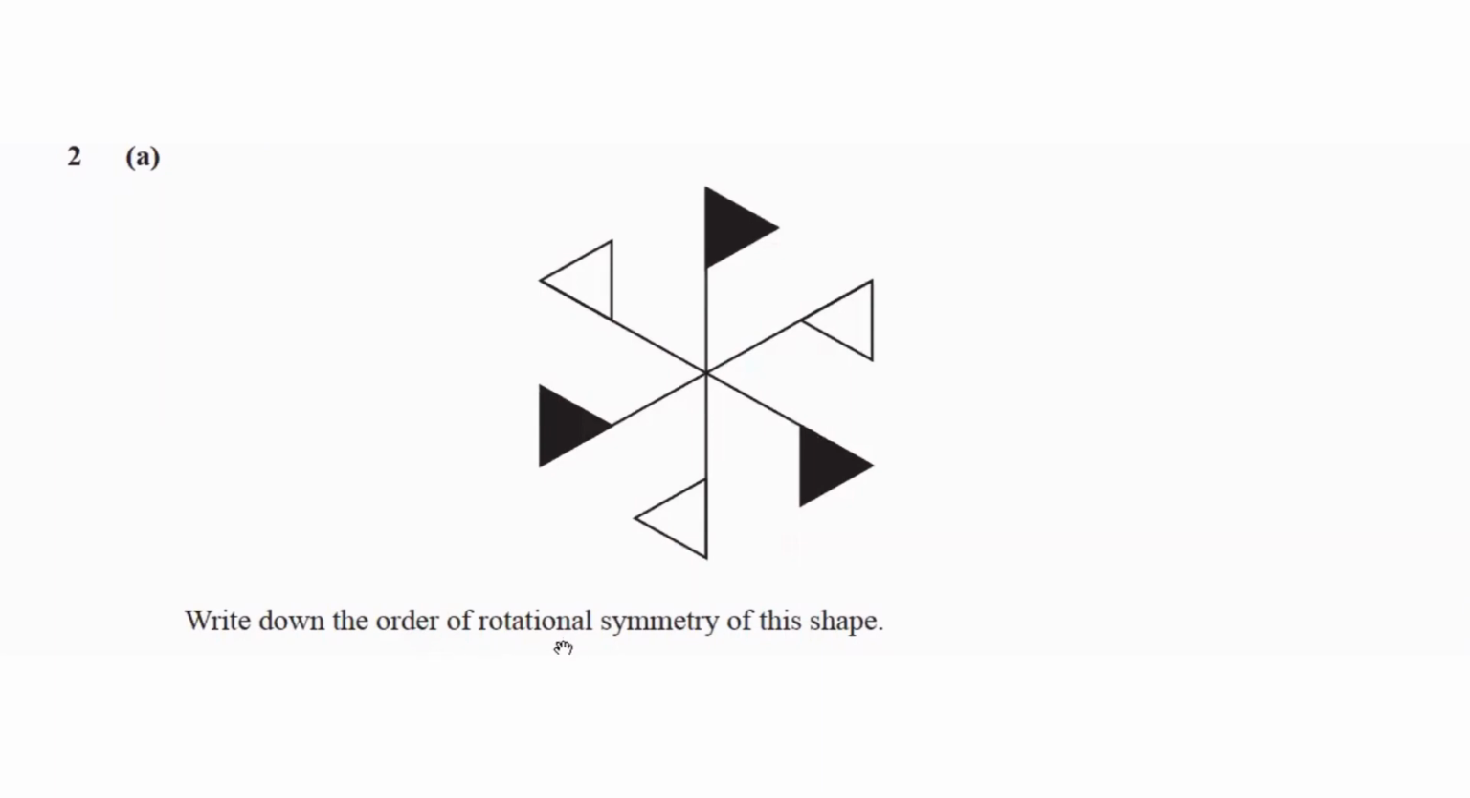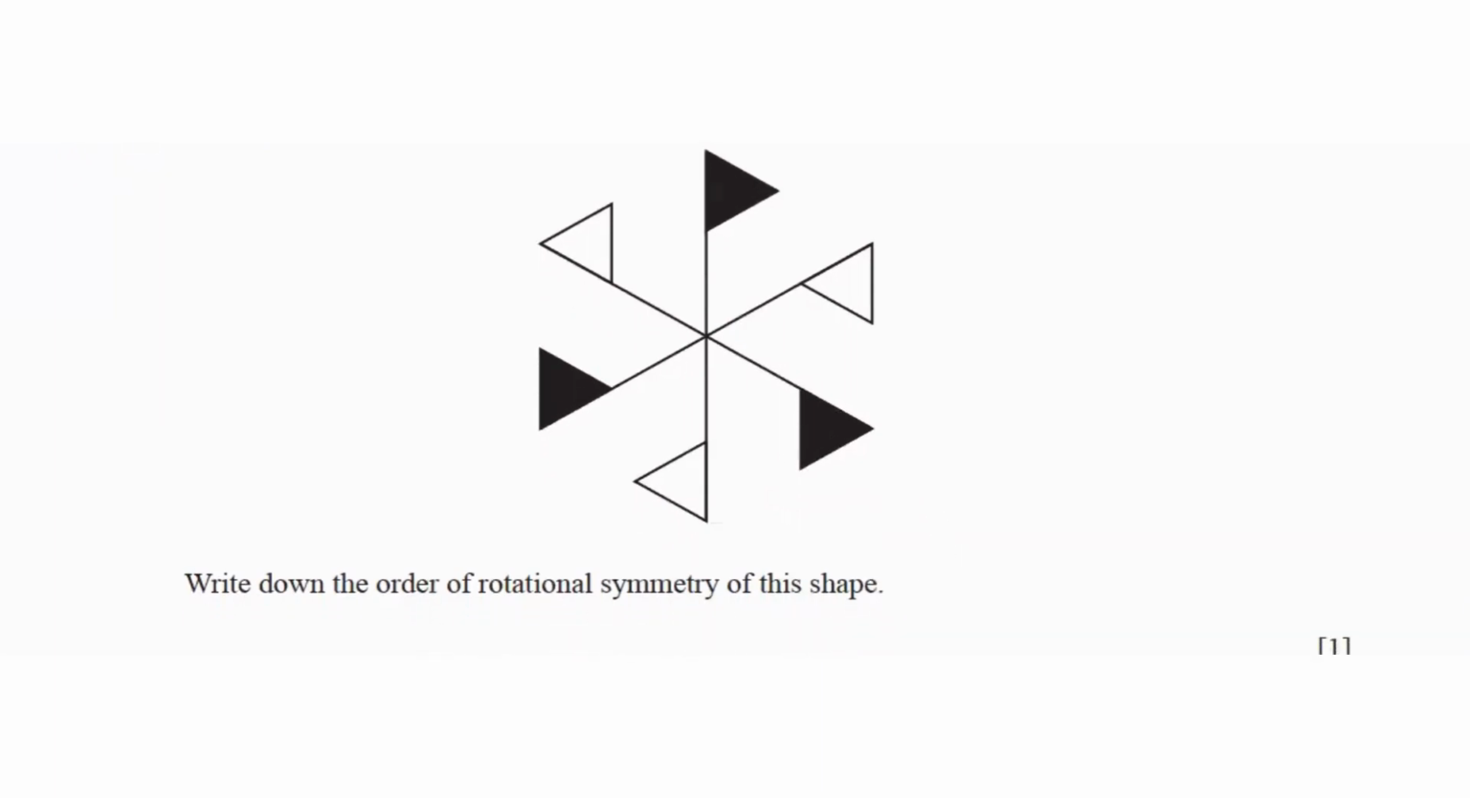Question 2 says, write down the order of rotational symmetry of this shape. So if you look at this shape, we have 3 black flags in this and 3 white flags. So if we rotate it, the number of times this shape will maintain the original shape is 3 times. Because if we rotate it once, we get this flag over here on the second rotation. And if we rotate it again, on the 4th rotation, we will get this flag. And then back on the 6th rotation, we'll have this. So 3 rotations. So 3 order of symmetry.